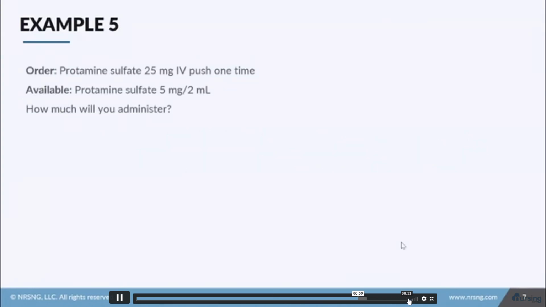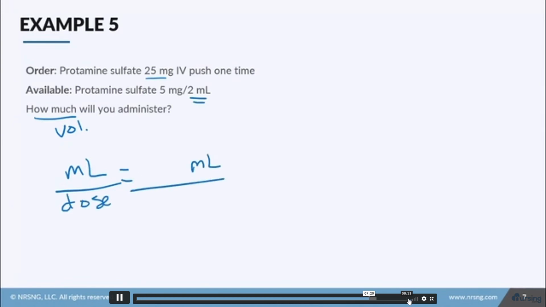Last one, protamine sulfate, 25 milligrams IV push 1 time, available protamine sulfate, 5 milligrams in 2 milliliters. How much are we going to give? Well, in this case, by how much, it wants to know volume. So we're going to be looking for milliliters per dose. Okay, transfer units across. What do we know about milliliters? We know that 2 milliliters is 5 milligrams.